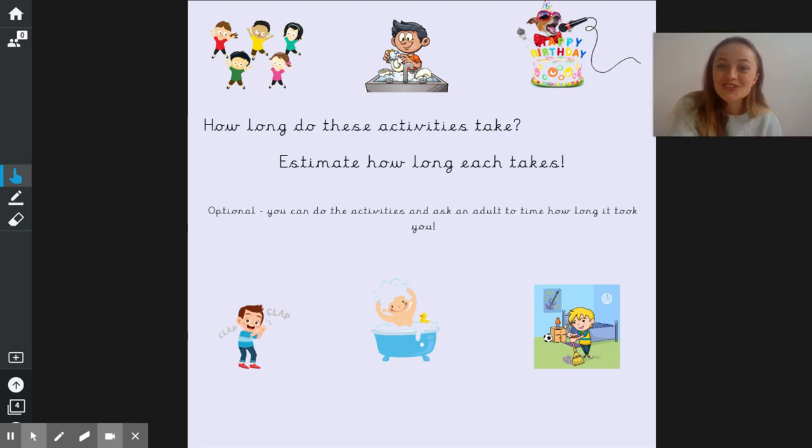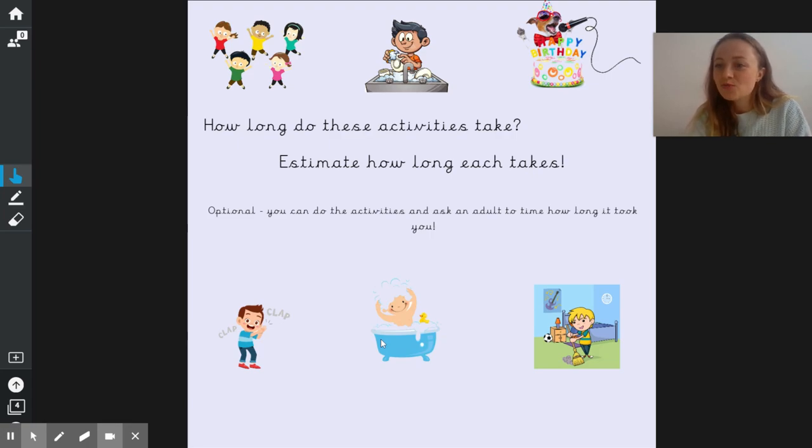How long would it take you to wash 3 mugs or to wash something? How long would it take you to sing happy birthday twice? Something we should all know the answer to now. Maybe you could do a clapping challenge. How long do you think it will take you to clap 20 times? Maybe you could even time how long it takes you to have your bath or your shower.